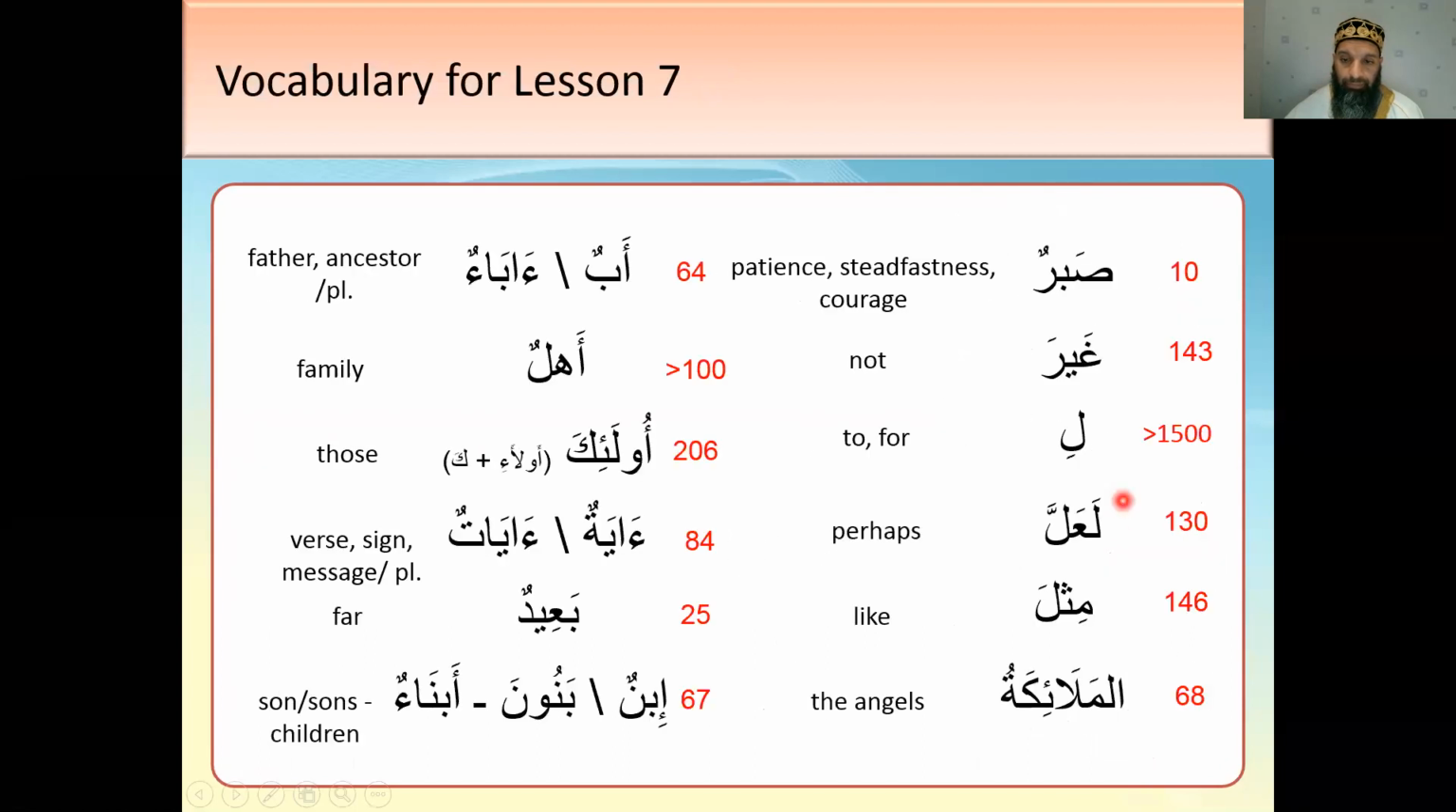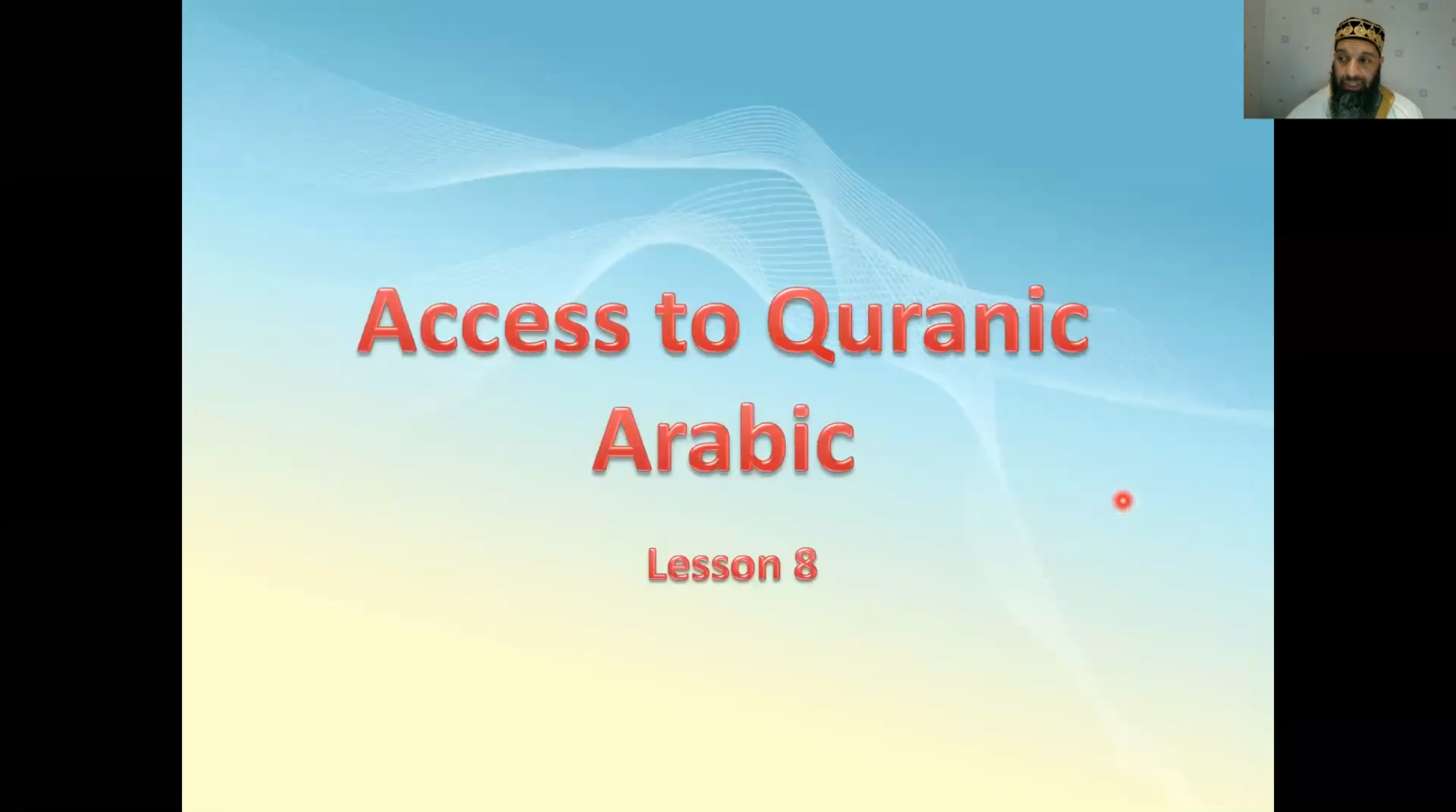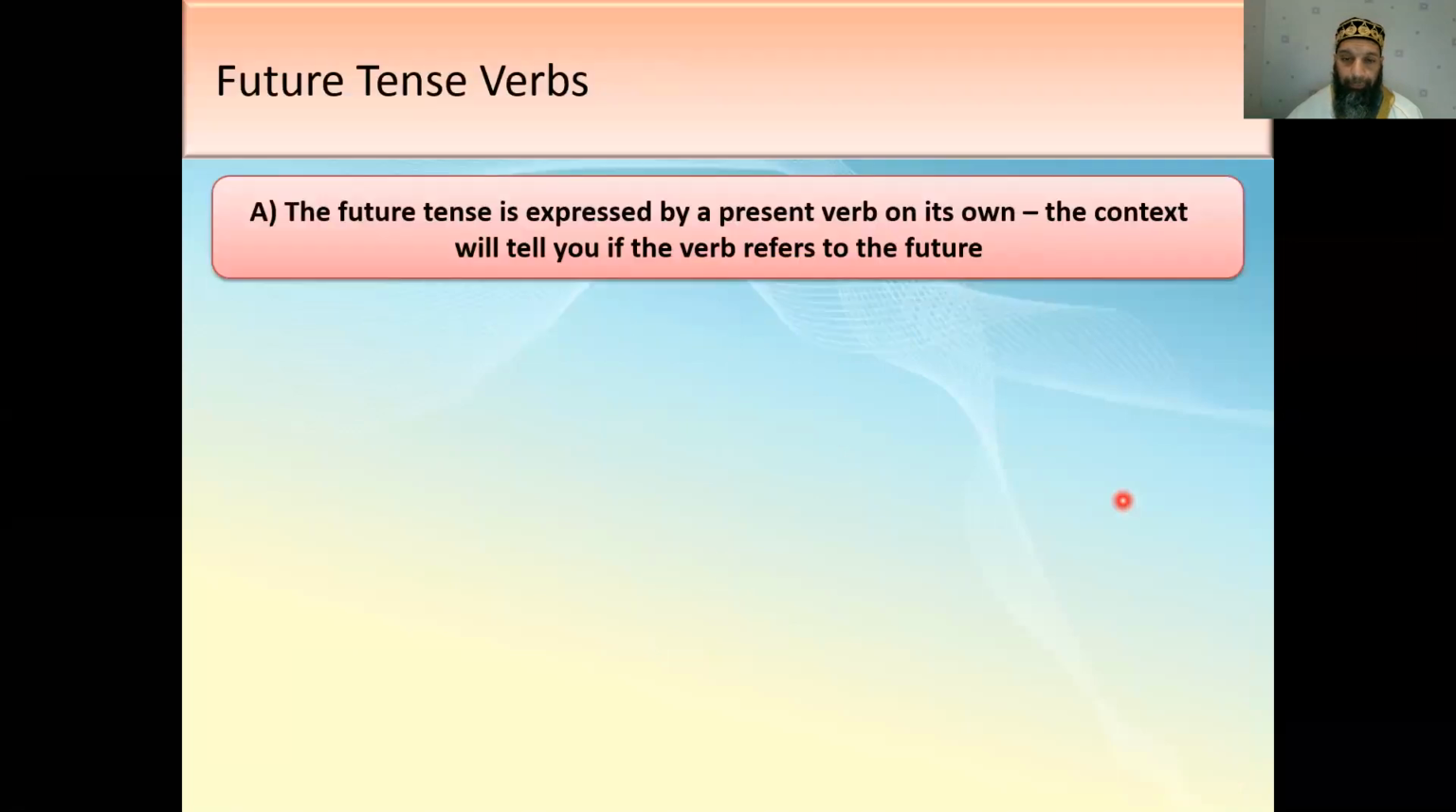So these are some more words. Lesson 8. Three lessons left. Right, so the good news was you don't have to learn a separate table for future. You've learned your past tense tables, you've learned your present tense tables. Job done. For future, it is exactly the same as a present tense table. So the present tense table is also a future tense table.